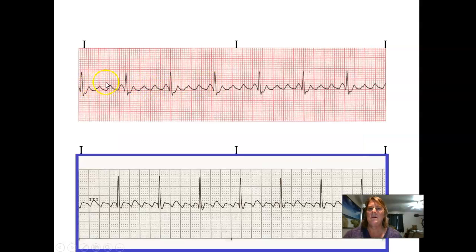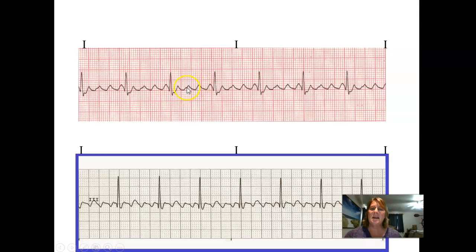This one here looks regular. My rate is 1, 2, 3, 4, 5, 6. This one here doesn't land all the way in it, so the rate is 60. I see that I have more P waves than I have QRSs, but these don't look like a nice normal rounded sinus P wave. They have that characteristic sawtooth appearance to it, or that picket fence look.